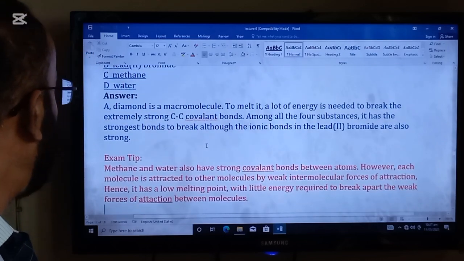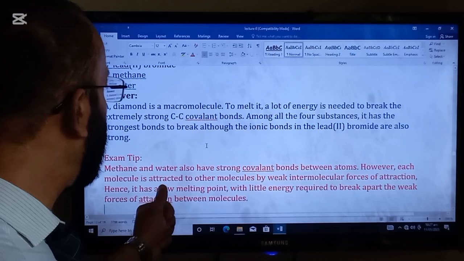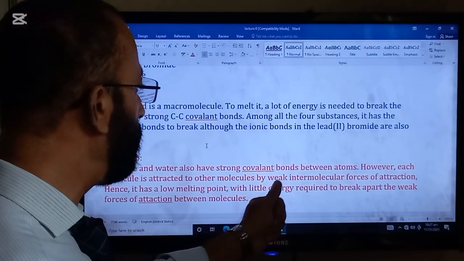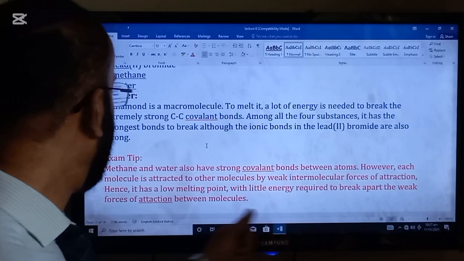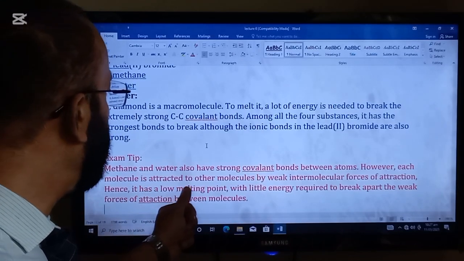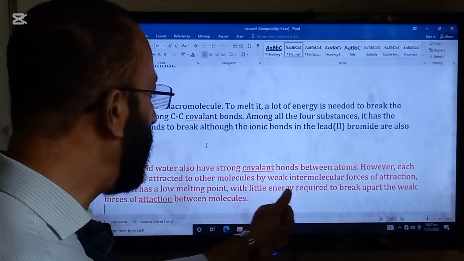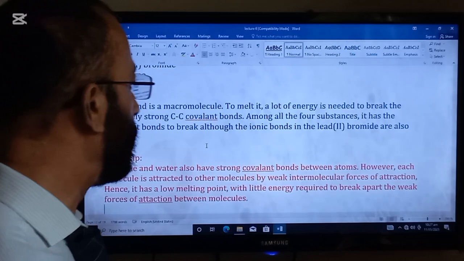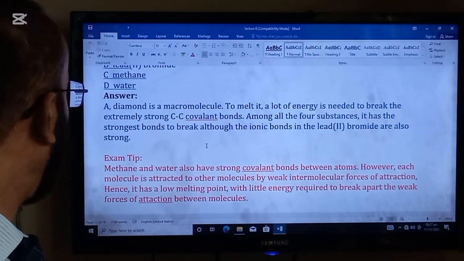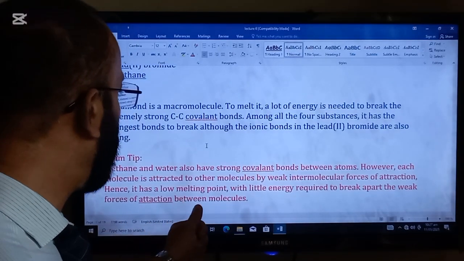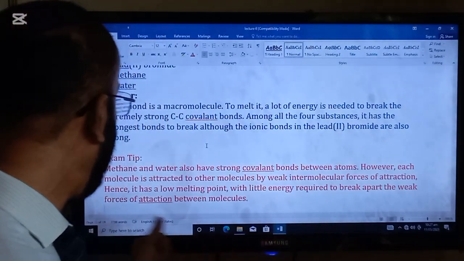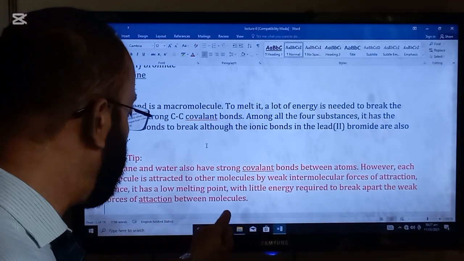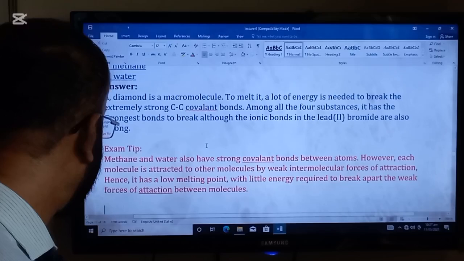The exam tip is, methane and water also have strong covalent bonds between atoms. However, each molecule is attracted to other molecules by weak intermolecular forces of attraction. Hence, it has a low melting point with little energy required to break apart the weak forces of the attraction between the molecules.